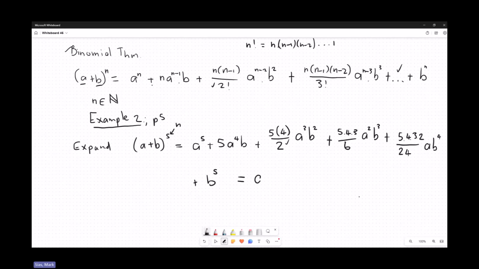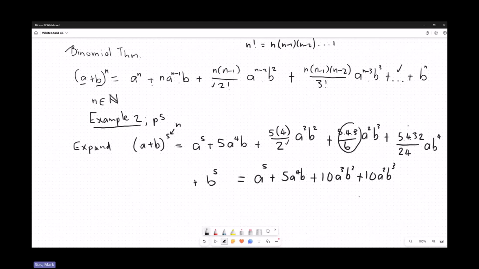So you have to write it as follows. So it's a to the 5, 5a to the 4 times b, and then 2 divides into 4 2 times. 2 times 5 is 10, a cubed, b squared. And looking at this one here, well, we have that is equal to 10, 5 times 4 times 3. 60 divided by 6 is 10, a squared, b cubed.